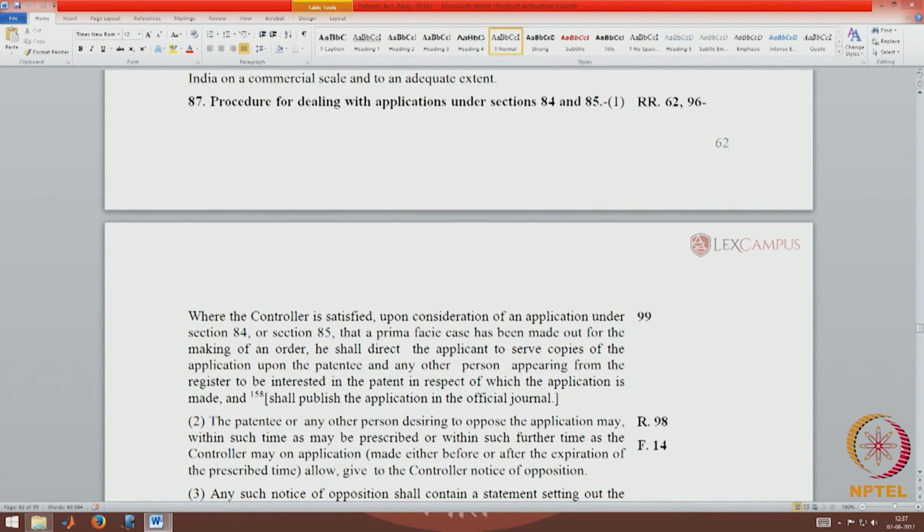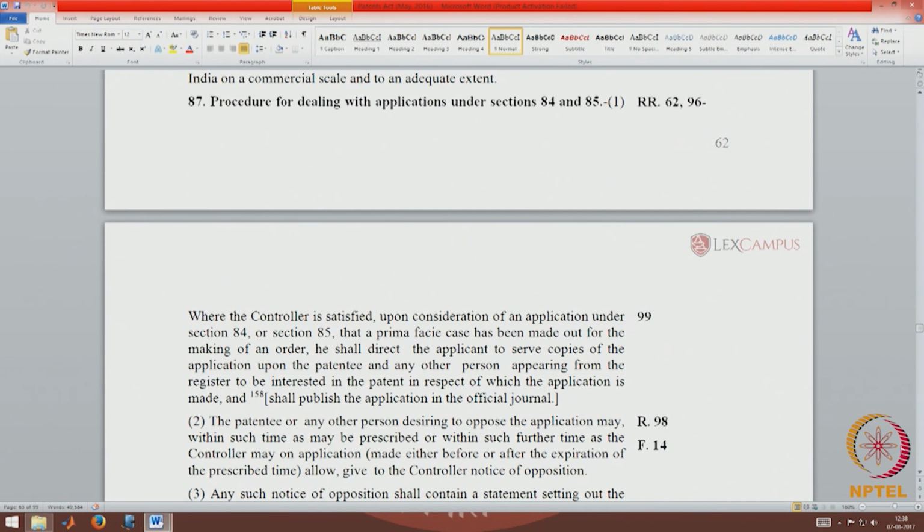87.1. Where the controller is satisfied upon the consideration of an application under 84 or 85 that a prima facie case has been made out for making an order, the prima facie stands for a preliminary case or something which is evident on the face of the record. He shall direct the applicant to serve copies of the application upon the patentee and any other person appearing from the register to be interested in the patent in respect of which the application is made, and shall publish the application in the official journal.